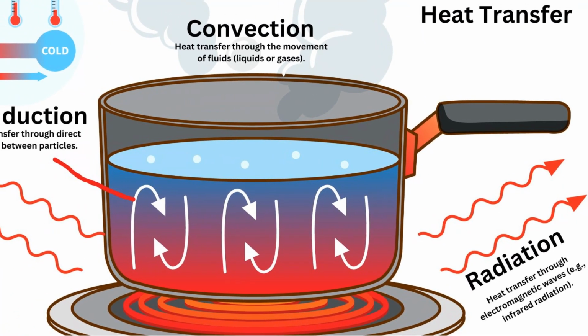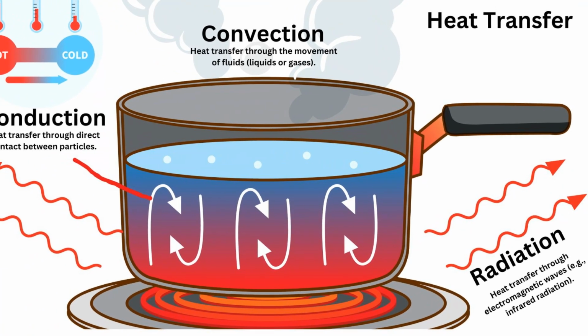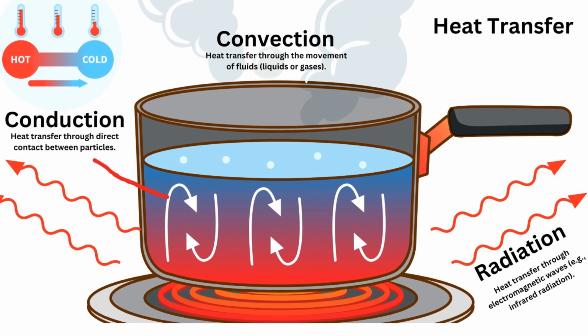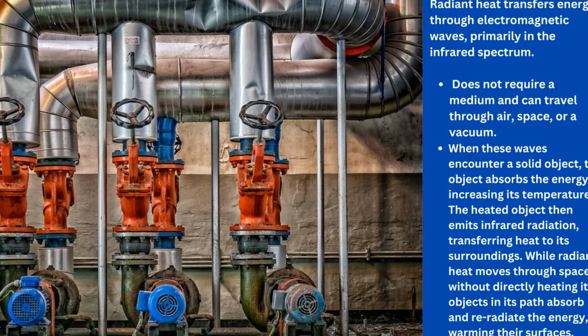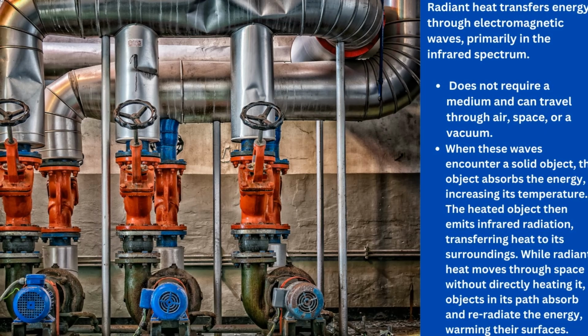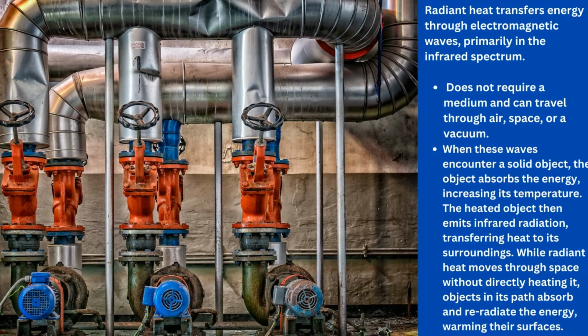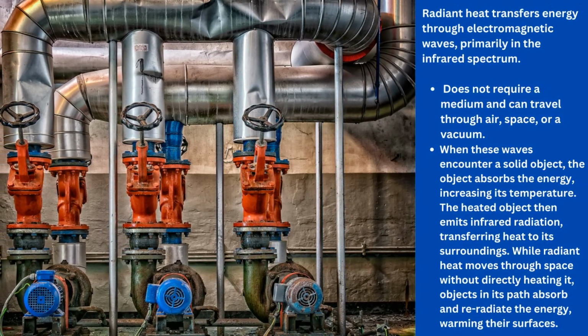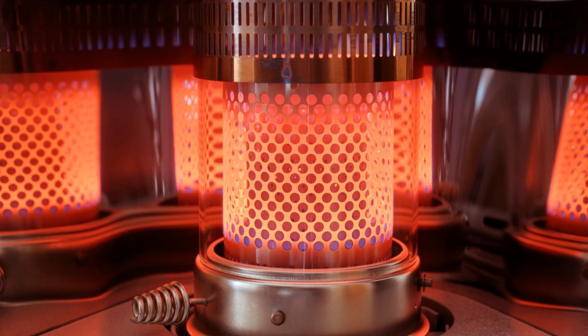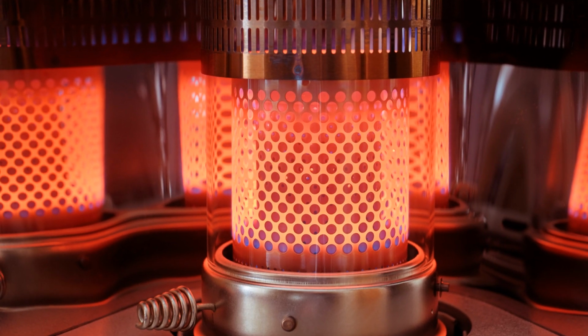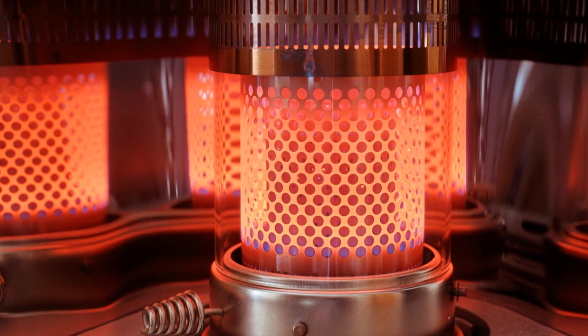Heat transfer occurs in three fundamental ways: conduction, convection, and radiation. While conduction requires direct contact and convection relies on fluid movement, radiation is unique. It transfers heat without any physical medium. But how does radiation heat transfer impact equipment, and why is it critical to understand?